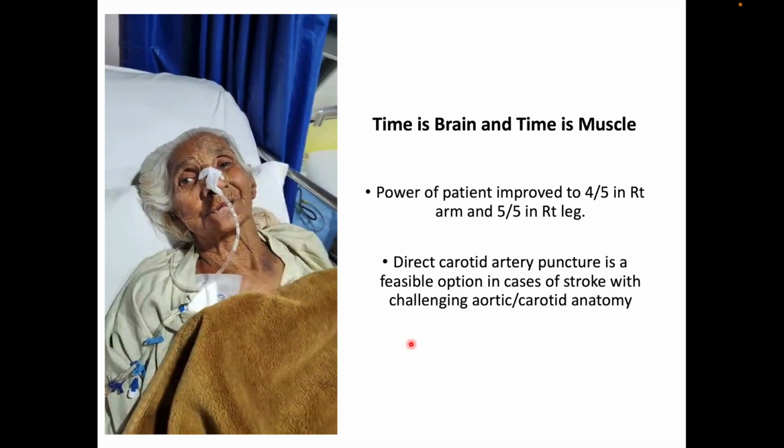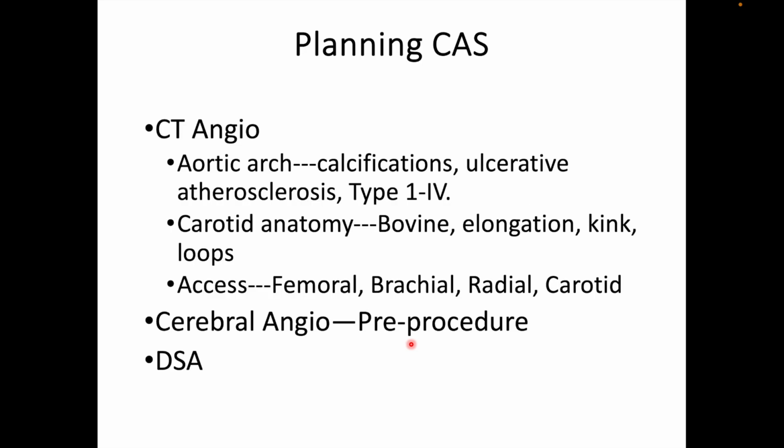So, although patient is pretty old, she's over 80 years of age, but had a good quality of life previously, and now she's gone back to the same independent life as she was before having the stroke. So, time is brain and time is muscle. Direct carotid puncture is a feasible option in cases of stroke with challenging aortic or carotid anatomy.